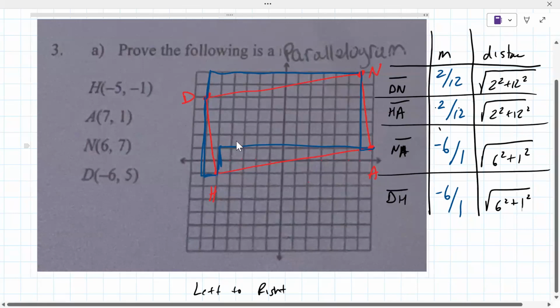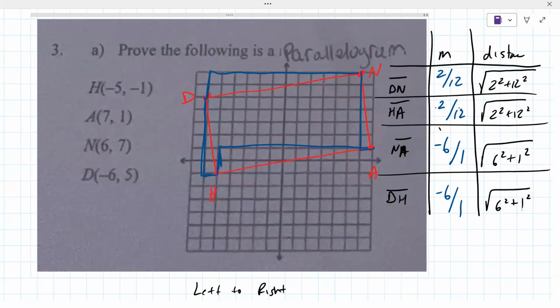More importantly, though, what makes this a parallelogram, right? That they have congruent sides, like D and N and H and A are congruent with their slope. Would that be right? Yes. I'm going to grab a couple of reference sheets here for us to look at.